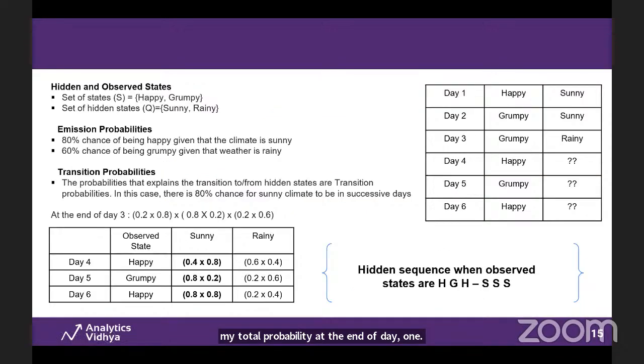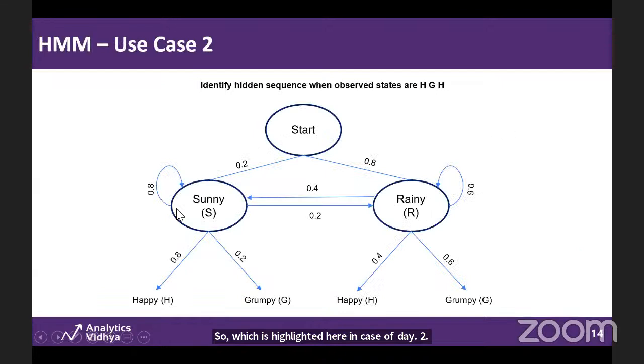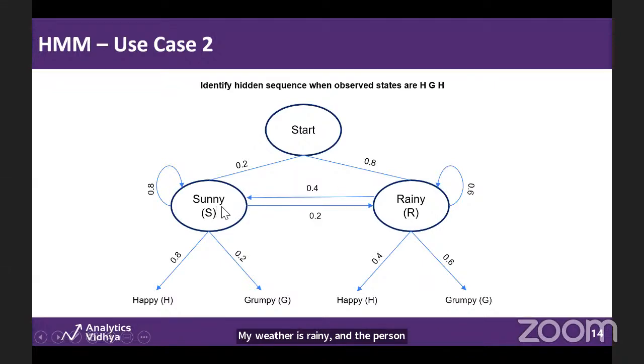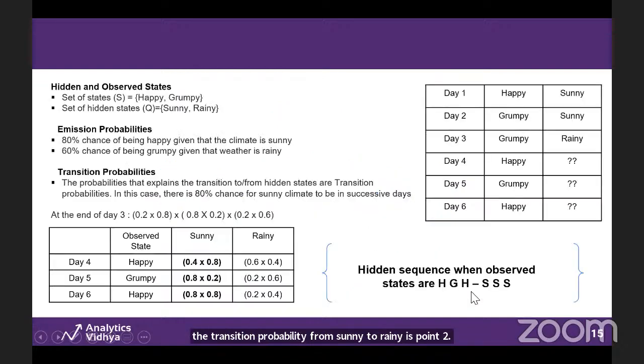In case of day 2, the weather is sunny and the person is grumpy. So from sunny to sunny, the transition probability is 0.8, and from sunny to grumpy, the emission probability is 0.2. So it is 0.8 into 0.2. Coming to day 3, my weather is rainy and the person is grumpy. So the transition probability from sunny to rainy is 0.2, and from rainy to grumpy is 0.6, which is specified here. So at the end of day 3, this is the probability I have.